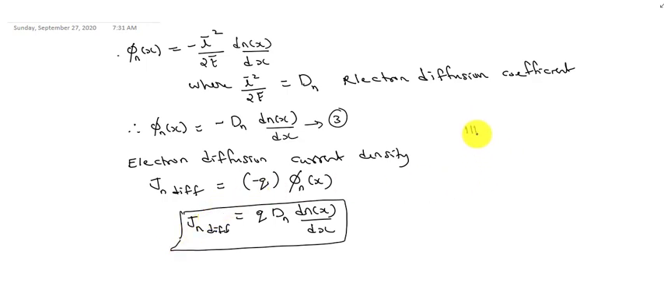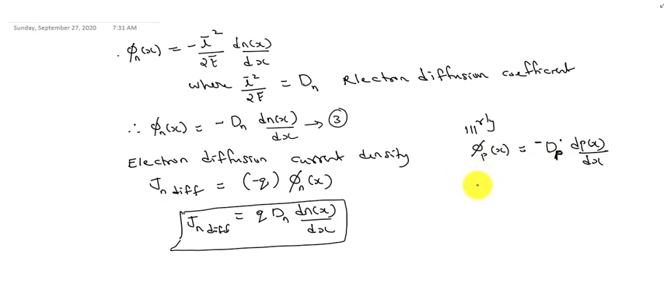Similarly, the hole flux density phi p of x. Similar analysis to that of electrons, if we do, then we will get phi p of x as minus Dp into dp of x by dx, where Dp, the suffix p, is the hole diffusion coefficient.